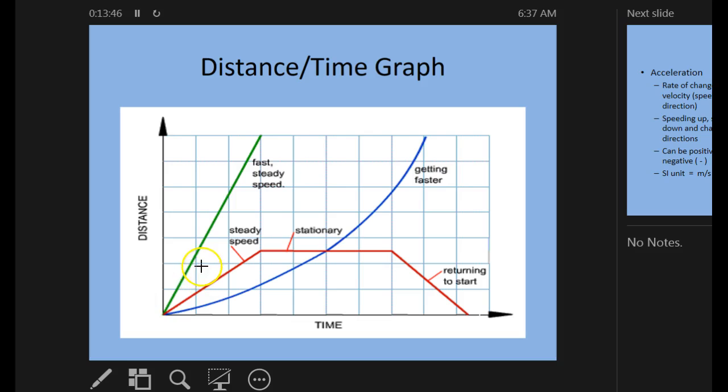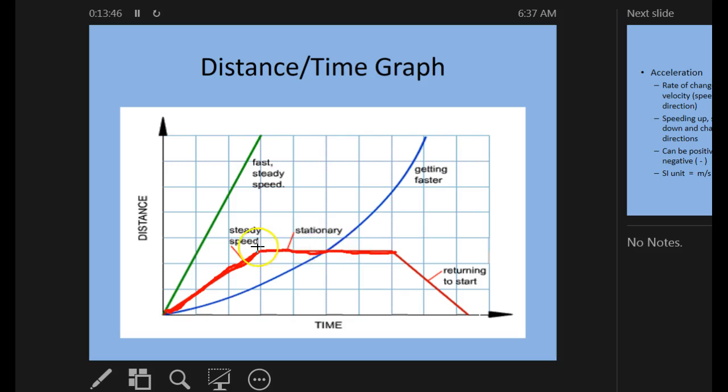This is 3 different scenarios. So on the red line, the person is going up about 2.5, and they're going at a steady speed. I know that because this is not a curved line, a steady slope. So a steady speed, and then they stop at 2.5, and they just stay there for 1 second, 2 seconds, 3 seconds, 4 seconds.